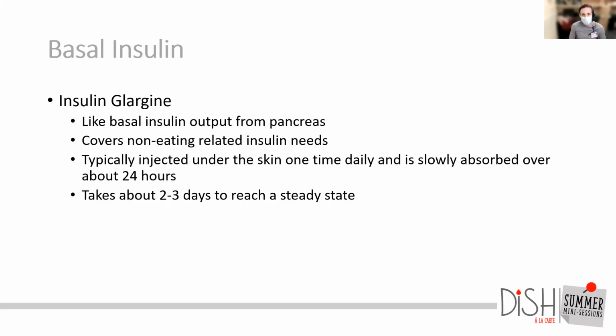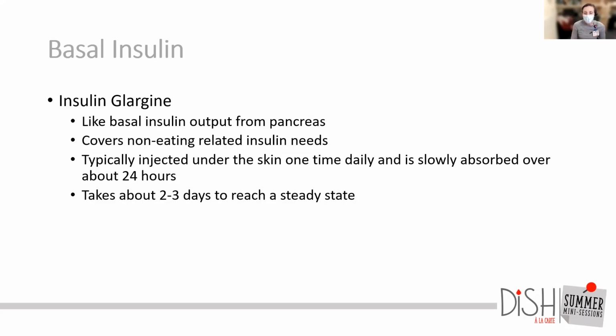And this is often at bedtime because it really needs to be given at a consistent time. And often bedtime is a time when children and parents are together and can help make sure that that dose happens. It's then slowly absorbed over about 24 hours, depending on the person. Because of the long half-life of this insulin, it takes about 2 to 3 days to reach a steady state. So if we change a dose, often it takes us a few days to see the impact of that dose change.